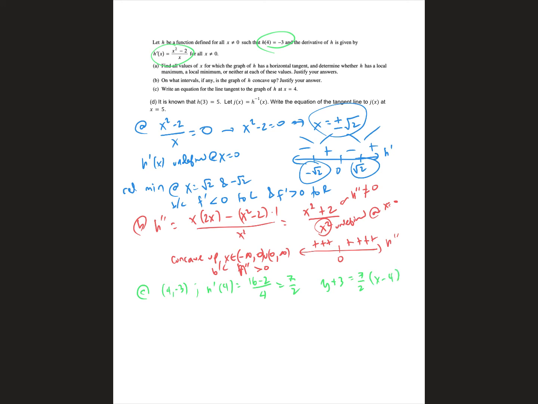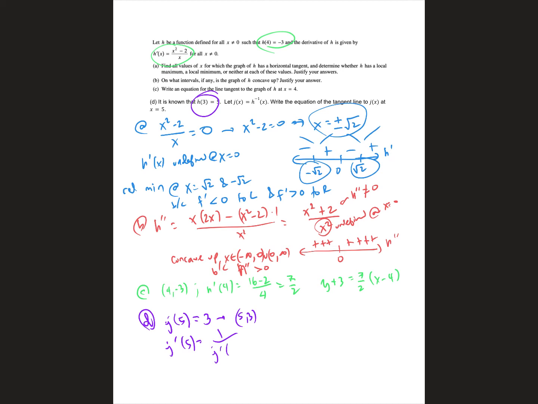And then part D. They give you h of 3 is 5, and you want to know what j is, h inverse, and write the equation of a tangent line. So I would need to know, first of all, j of 5. Well, since j is the inverse of h, it's going to take 5 and send it to 3, because h of 3 is 5. So that means the point (5, 3) is on the line, is the point of tangency. And then to find the slope, I need the derivative. It's going to be 1 over h prime.